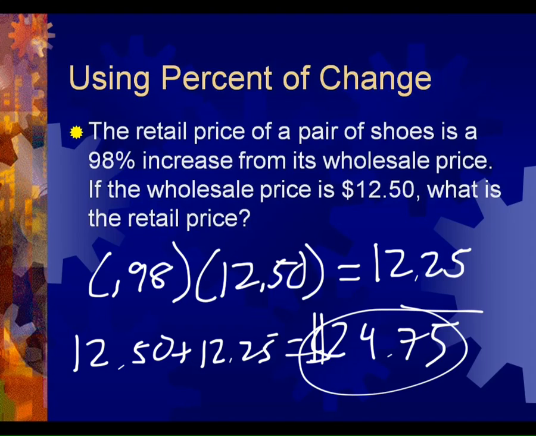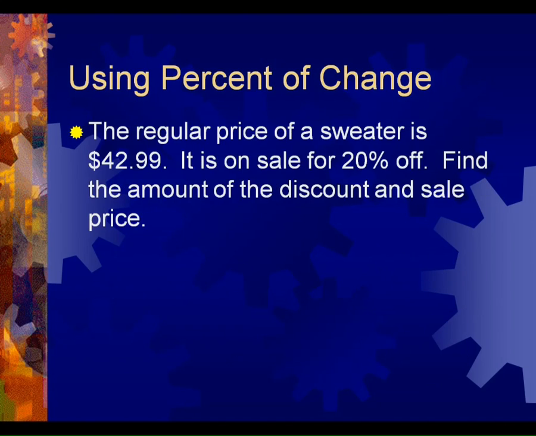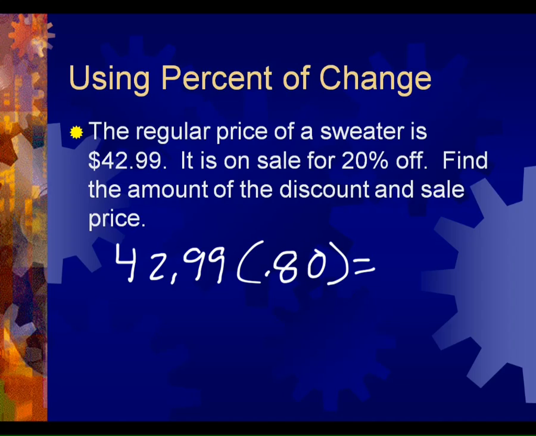Good. Okay. The regular price of a sweater is $42.99. It's 20% off. Find the amount. I want you to do that real quick by yourself, and this is the last one we're going to do. So let's see if we tried it different ways. Parker, what did you do to find the answer? I multiplied it by 0.8. Good. So we took $42.99 and multiplied by 0.80. That's one way to do it.